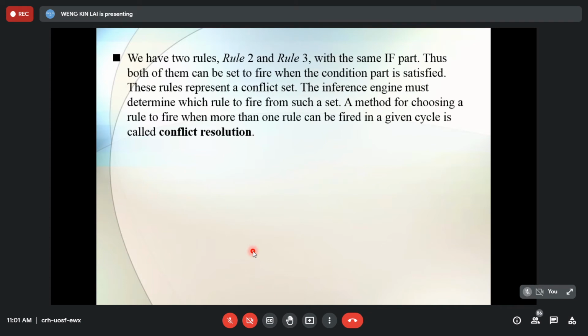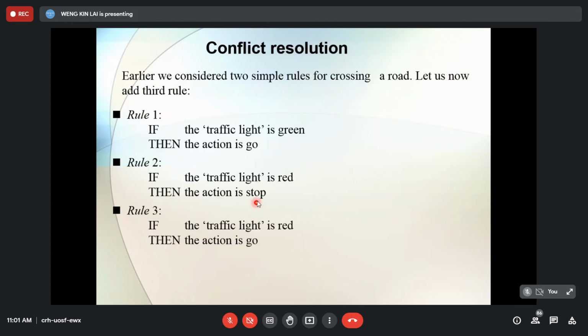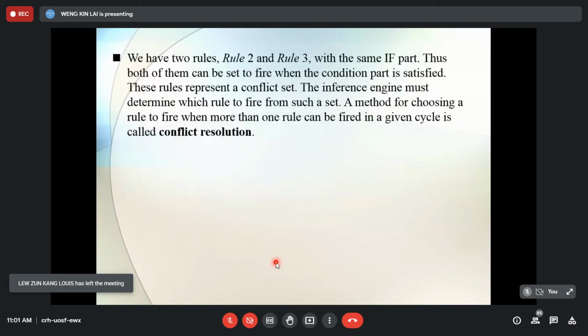You have a camera in front of the car, and your car sees a traffic light, red or green. Then what should I do? A method for choosing a rule to fire when more than one rule can be fired in a given cycle is called conflict resolution. You have these two rules which seem to go against each other. So which rule should fire first, or which rule should fire and the other one shouldn't? That's a new area called conflict resolution.